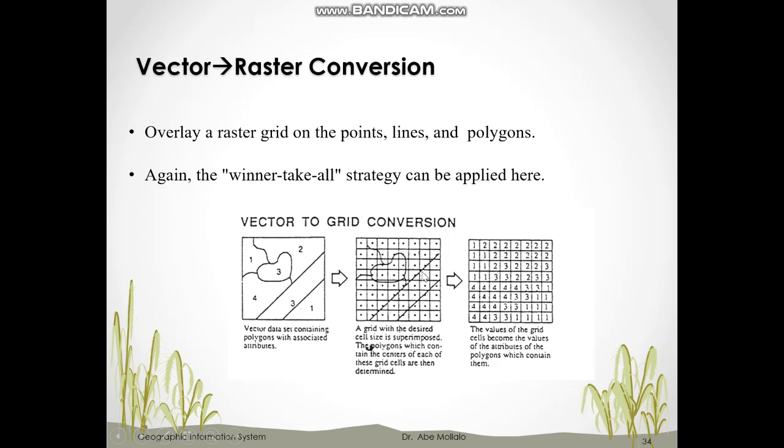For example, let's say we have the vector polygon data here, right? Each polygon is associated with an attribute value 1, 2, 3, 4. In the first step, we impose a raster grid onto the vector layer, and then we apply the winner-take-all strategy. For example, the first cell is completely within polygon number 1, right? So since it is within polygon number 1, we have to assign the value of 1 to this cell in the final result.